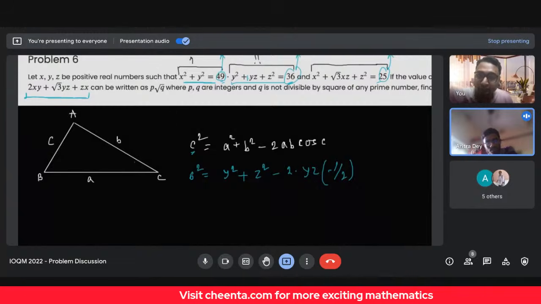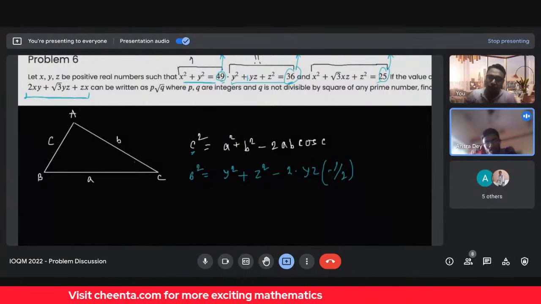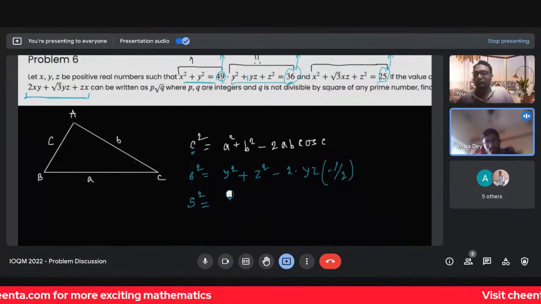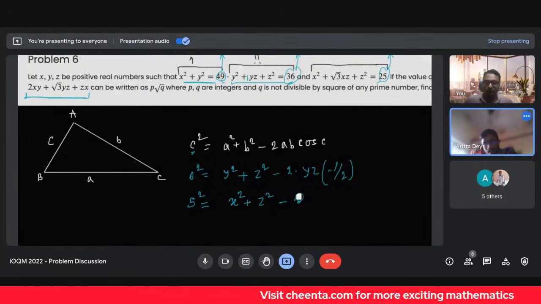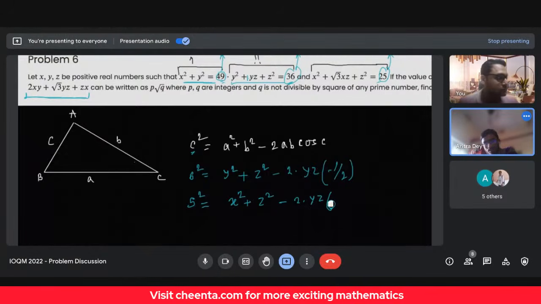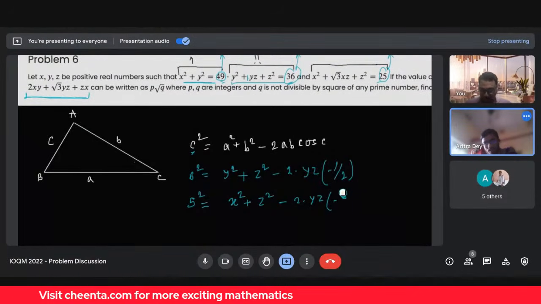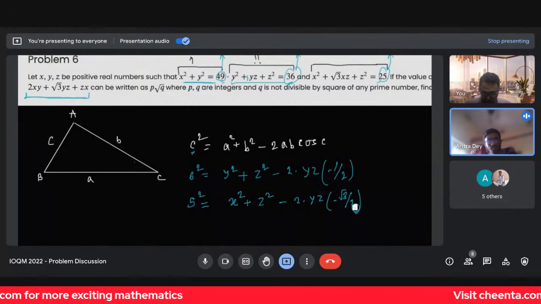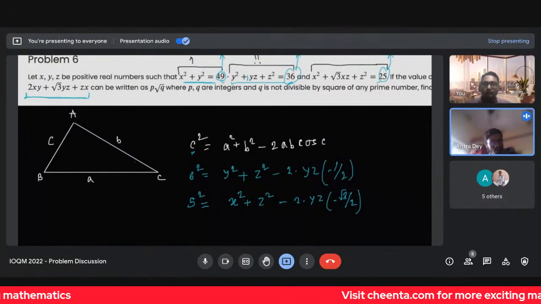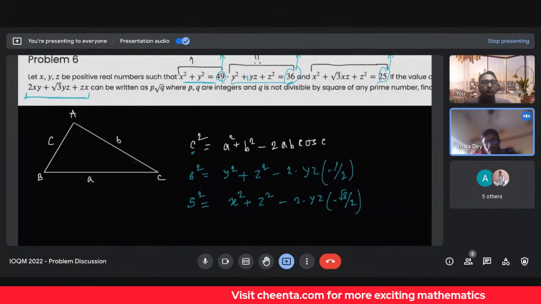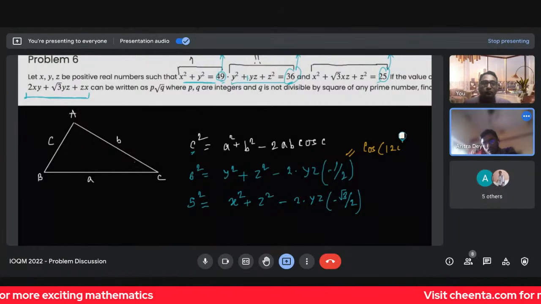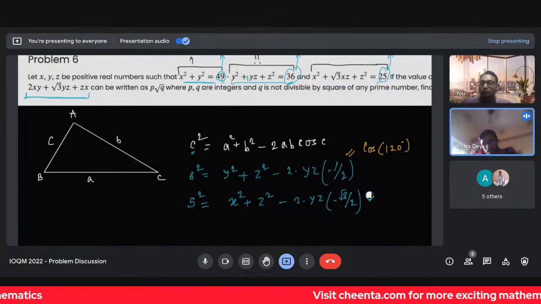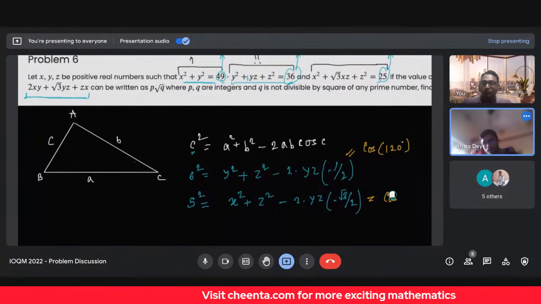Similarly, if you look at this, it is nothing but 5 square equal to x square plus z square minus 2yz. Again, this can be thought of as minus 3 root 3 by 2. See, that root 3 plus root 3 actually comes properly. Now, if you are careful about some cosine values, then if I'm not very wrong, this is cos 120 degree. And if you are careful about this, this is nothing but cos 150 degree.